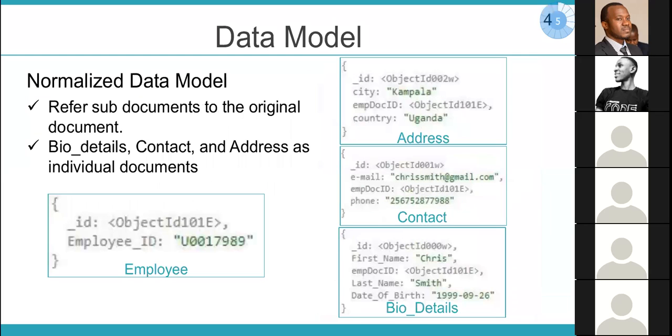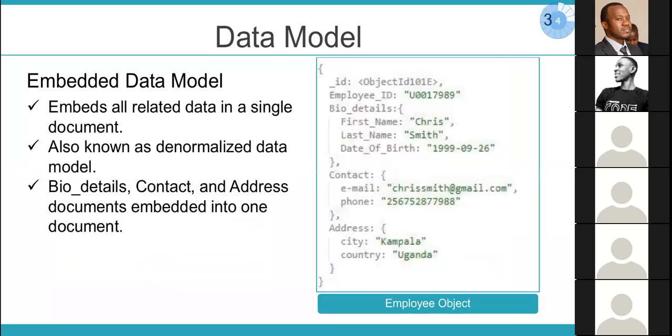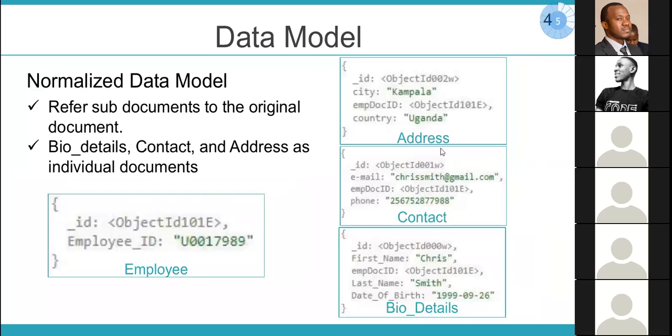So let's see the normalized data model. The normalized data model is just like the opposite of the embedded data model, and it takes on the SQL way of doing things. It normalizes the document, so it just creates relationships between each subdocument and the main document. It refers subdocuments to the original document. So if you look at these documents, address, contact, and bio details, in the previous slide we had all of them embedded in one document, the employee document. But in this case, they are separated, they stand alone as independent documents.